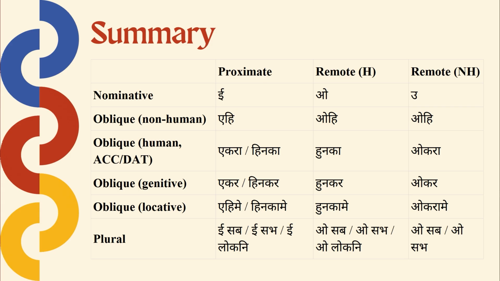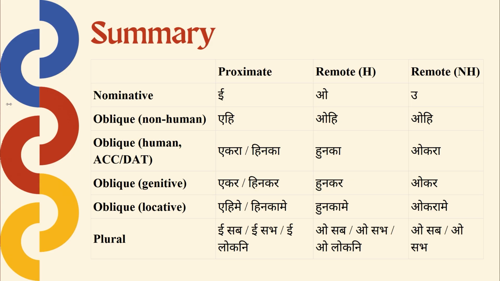So let's summarize what we have learned today. We saw the nominative has three forms: e, o, u for proximate, remote honorific and remote non-honorific respectively. Then oblique non-human forms are ei, oi, or ehi, ohi. Oblique human accusative or dative case: ekra or hinka, hunka, okra. Okra is non-honorific, hunka is honorific. These are both remote, but ekra and hinka are both nearby.